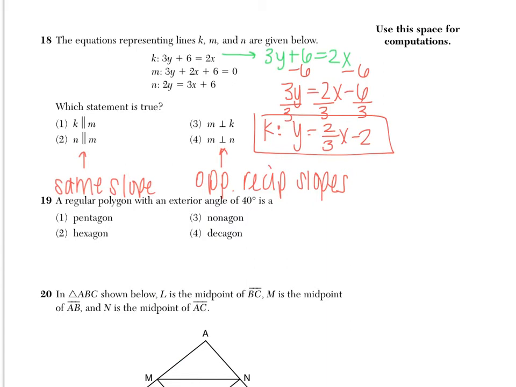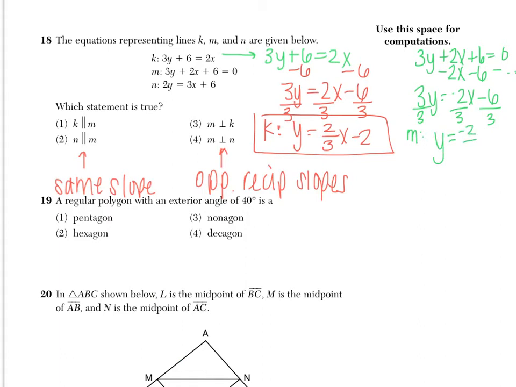For M, we have 3y plus 2x plus 6 equals 0. So we're going to subtract 2x and subtract 6 from both sides. I just don't have the space to write it here. So we have 3y equals negative 2x minus 6. Divide each part again by 3. So for our M equation, we have y equals negative 2/3 x minus 2.